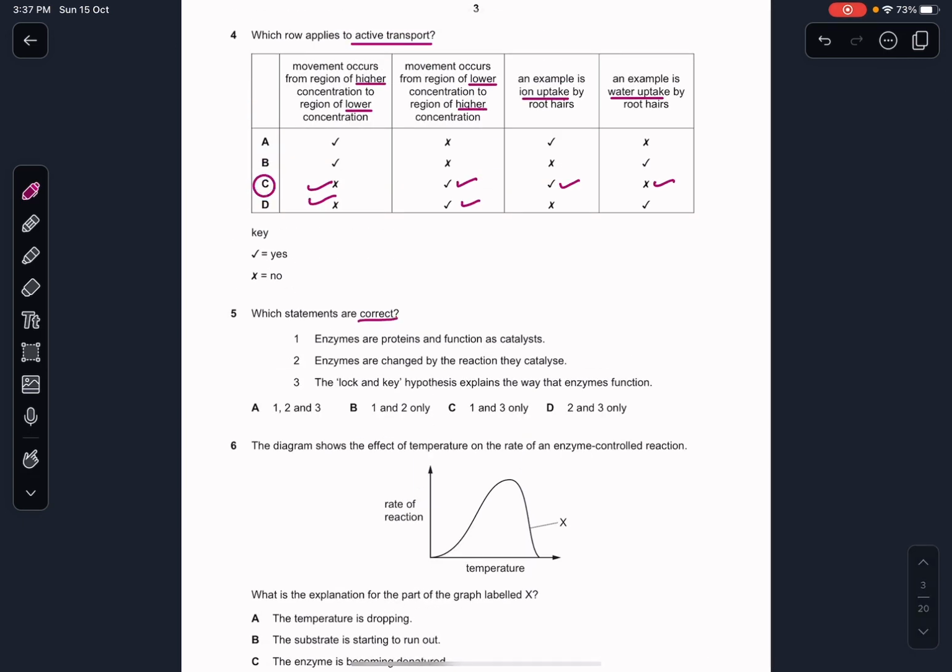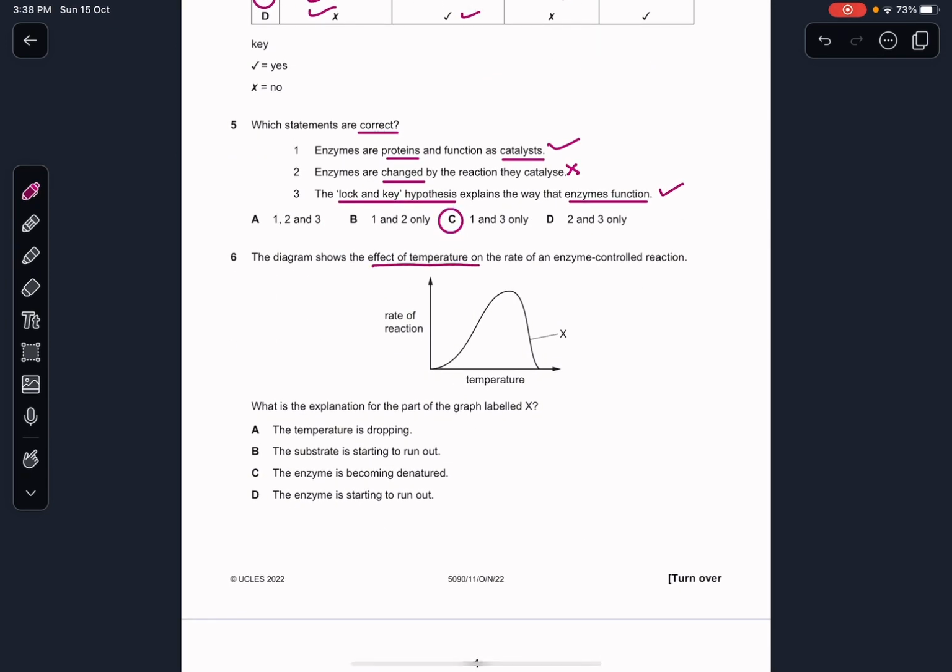Which statements are correct? Enzymes are proteins that function as a catalyst. Yes, of course. Enzymes are changed by the reaction they catalyze. No, that is the basic thing about an enzyme, that once it catalyzes a reaction, it remains unchanged in the end. The lock and key hypothesis explains the way that the enzymes function. Yes, it does. So the correct answers would be 1 and 3. So the answer would be C.